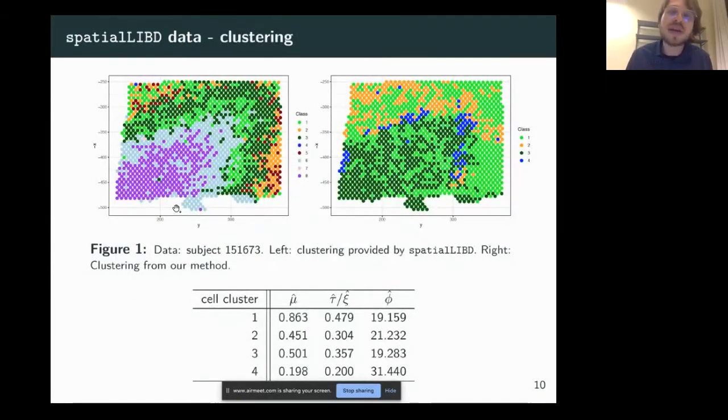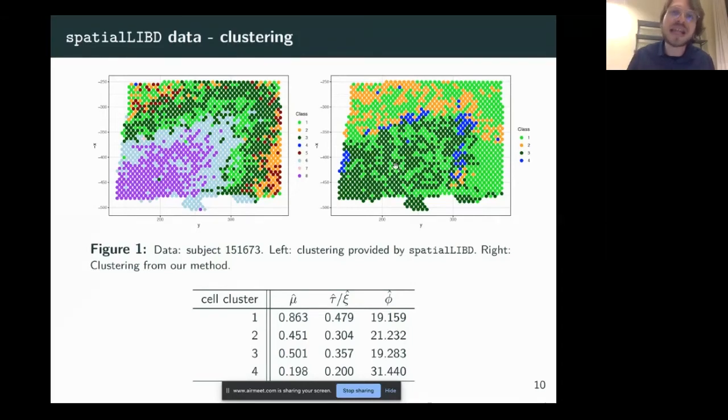The one on the left are the clusters reported by the spatialLIBD package. The one on the right are the ones that we detect with our model. So as you can see here, we distinguish like 2 macro areas. The first one is within these boundary cells, which are blue and orange, so the part within these spots, while the second one is outside.